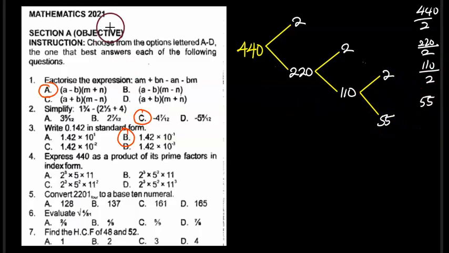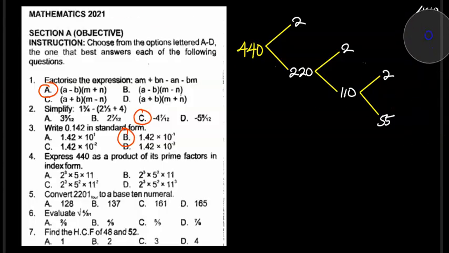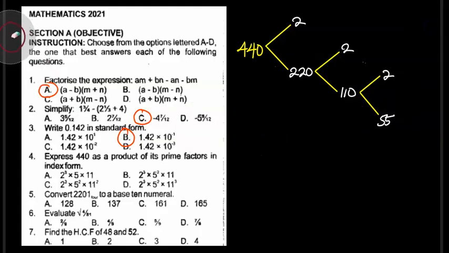So this is the answer. Now we can still go further. Looking at this, we can still go further, right? So pick up 55 and divide 55. So what can divide 55? What are the factors of 55?